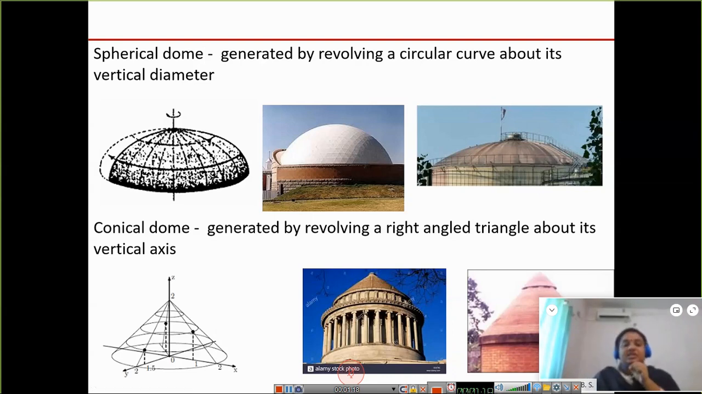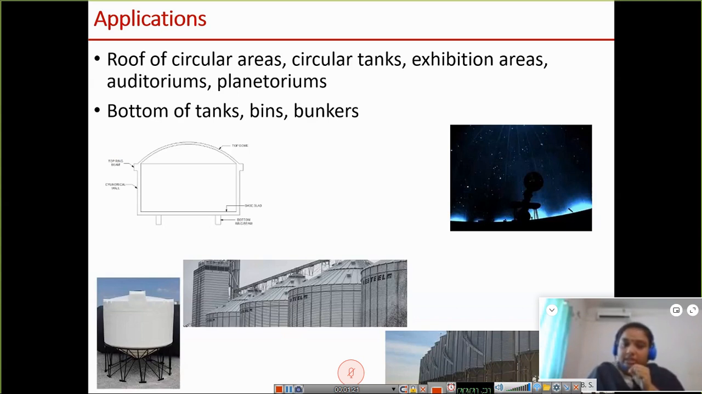So coming to the application, as I have mentioned before, these are used as the roof of the circular areas. You can see here a planetarium, the roof of the planetarium, then circular water tanks, exhibition areas, auditoriums, and the bunkers and silos to roof, then bottom of the tank. So you can see a lot of examples around you as the application of the domes.